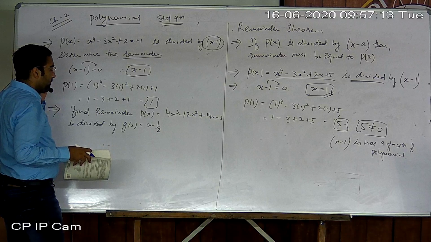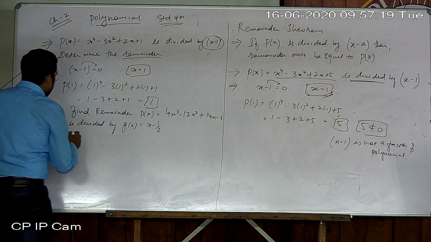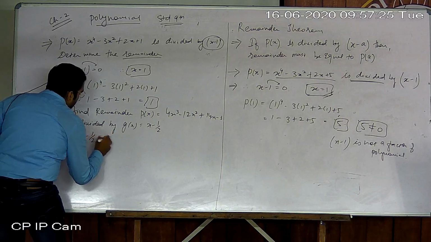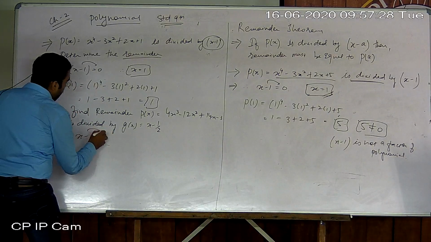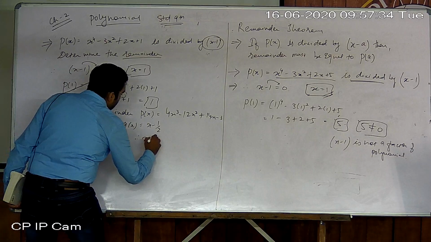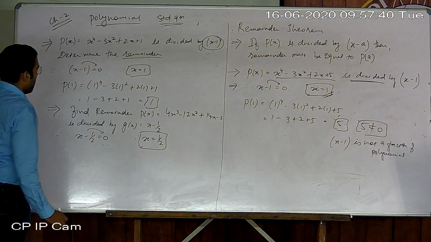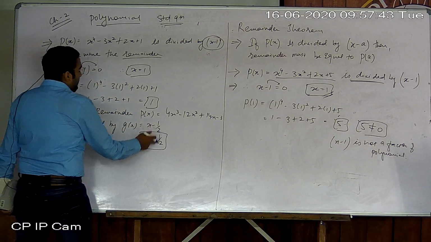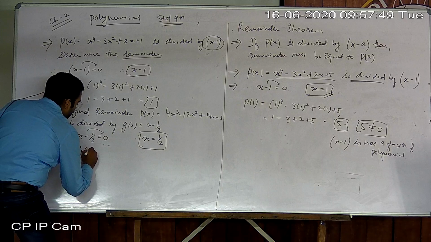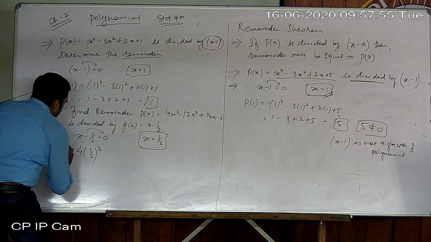So what should we take? We take that g of x, that is x minus 1 by 2, is equal to 0. Now minus 1 by 2 shifted to the other side, therefore what is the value of x? My value of x is 1 by 2. Okay, now put the value of 1 by 2 for x in this given polynomial.